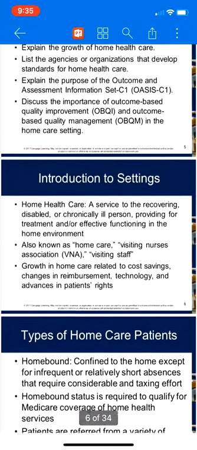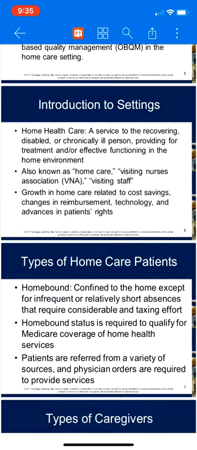447. In our intro to settings, if you look at the yellow box at the top, home health care is a service to the recovering, disabled, or chronically ill person, providing for treatment and or effective functioning in the home environment. And our synonyms and examples are home care, visiting nurses, and visiting staff.